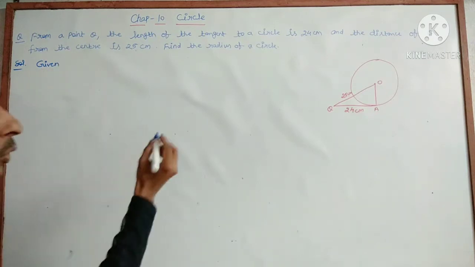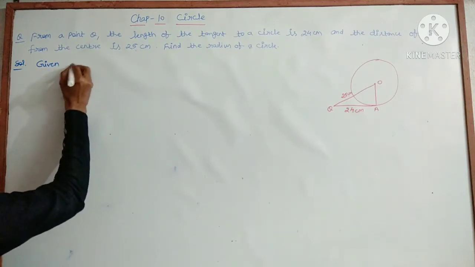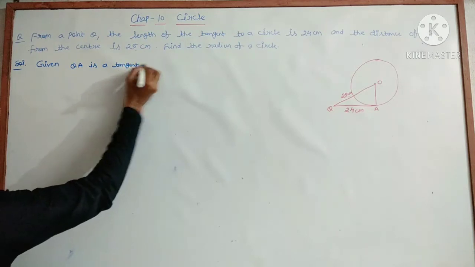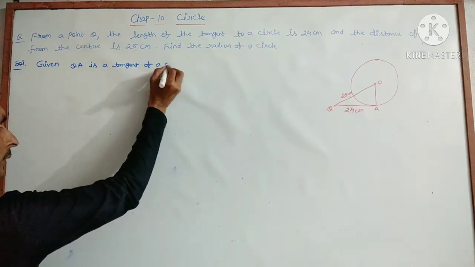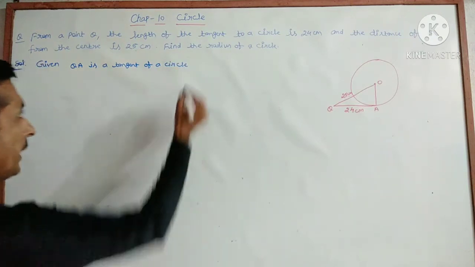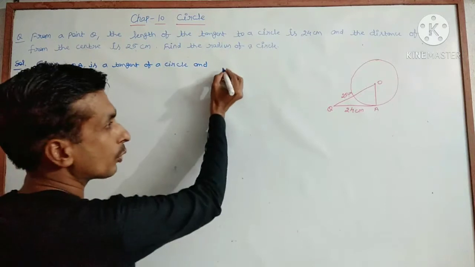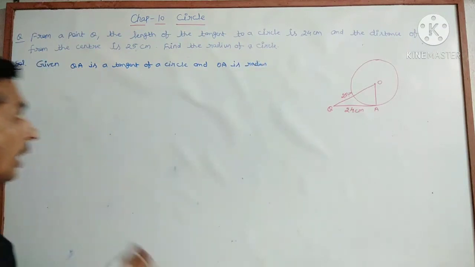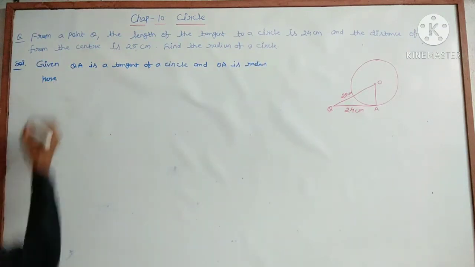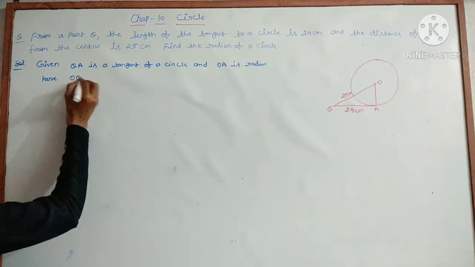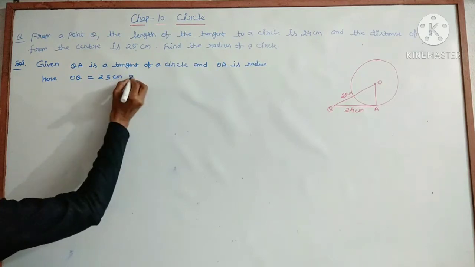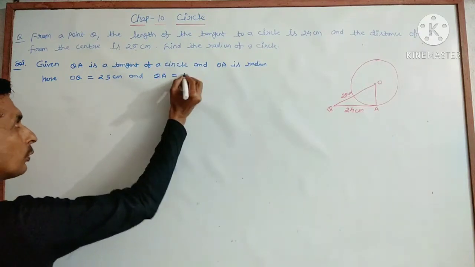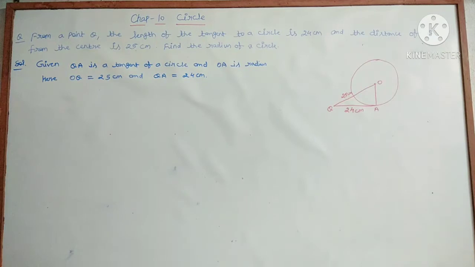Solution. Given: QA is a tangent of the circle, and OA is the radius. And here OQ is equal to 25 centimeters and AQ equal to 24 centimeters.